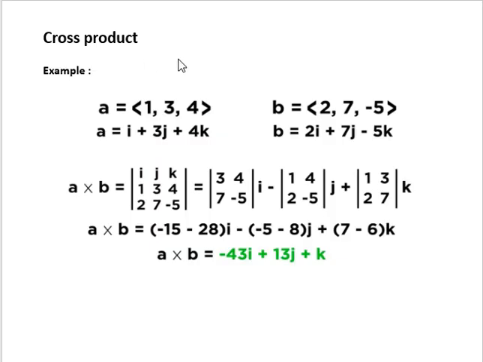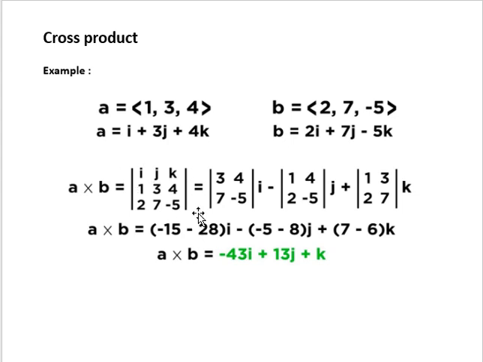Now another representation of the cross product can be shown. An example is given where a and b are two vectors. A is 1 3 4 and b is 2 7 minus 5. I already told you that any triplet number like this 1 3 4 actually represents a vector, that is 1 into i plus 3 into j plus 4 into k. Similarly, 2 7 minus 5 is 2 into i plus 7 into j minus 5 into k.